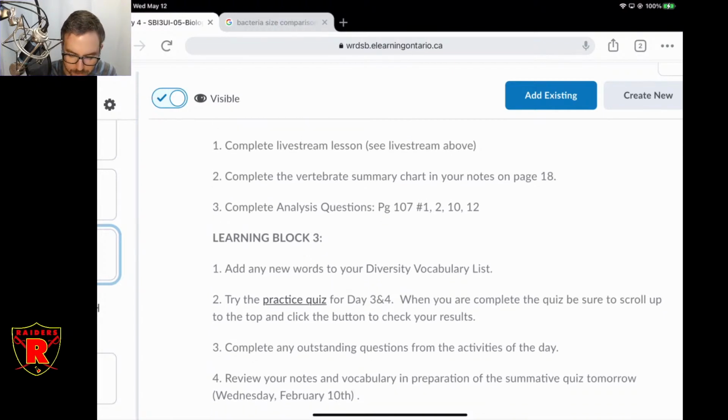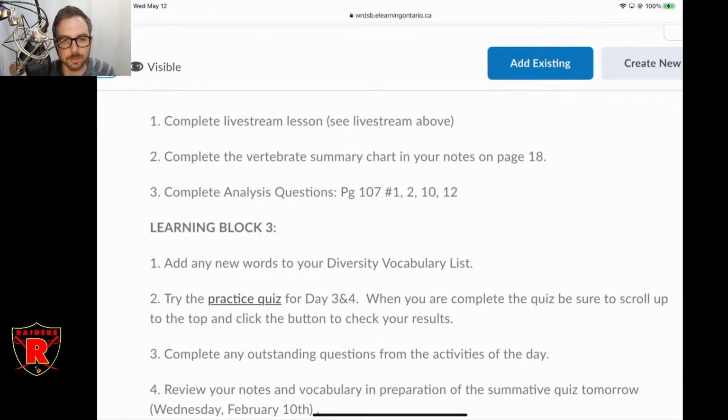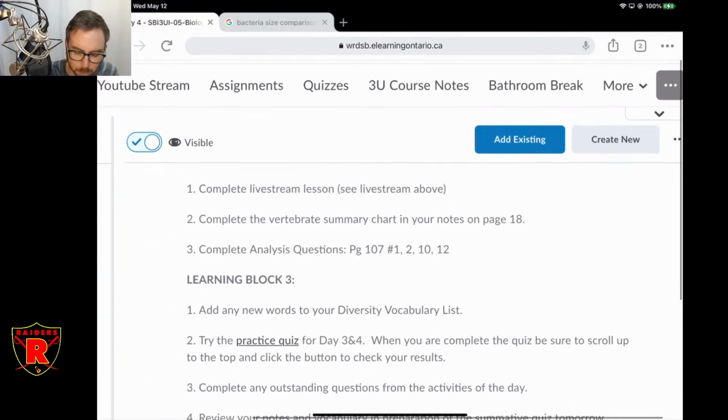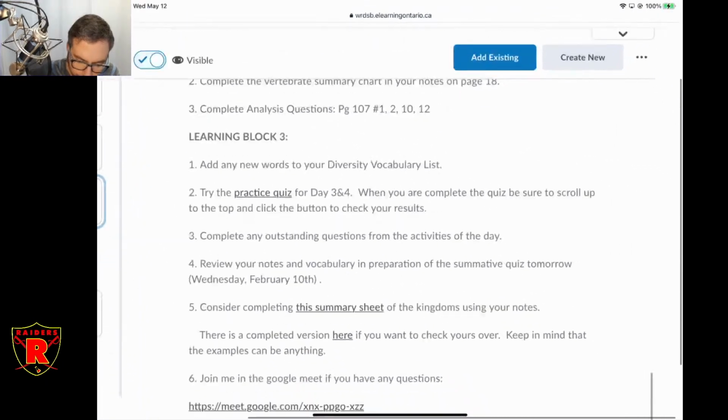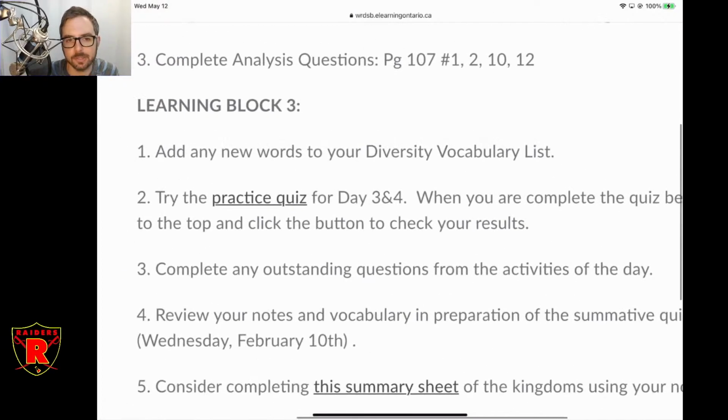So there are some analysis questions that go along with it from the text: 1, 2, 10, and 12 on page 107. So that's the animal portion. That won't take us long. Then there is a practice quiz.